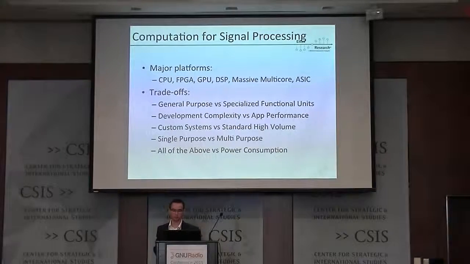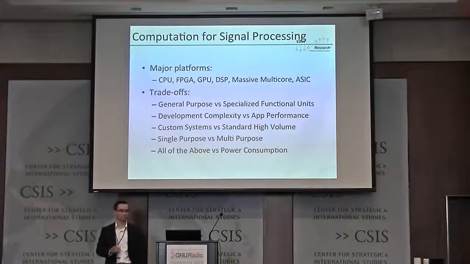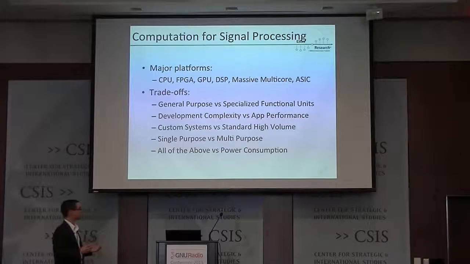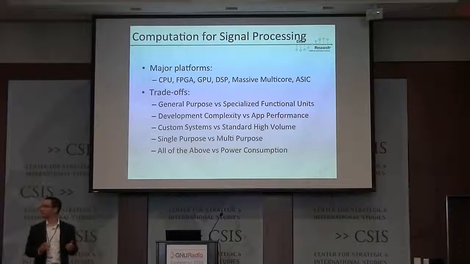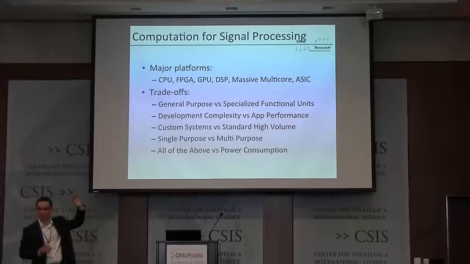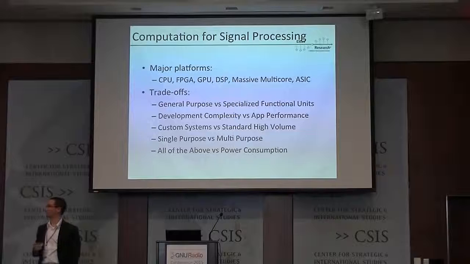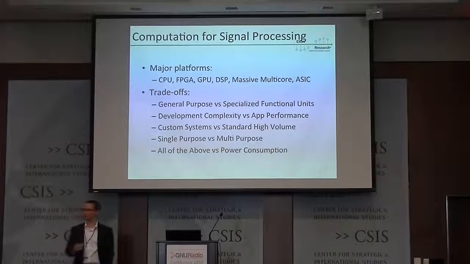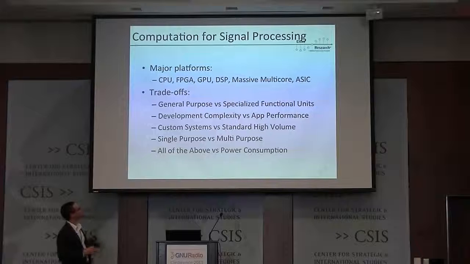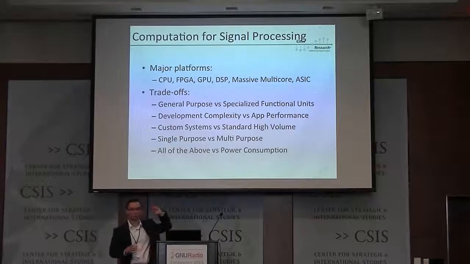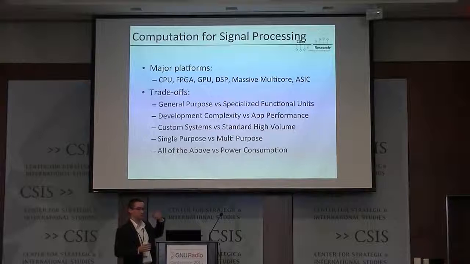So what makes this all possible? We're doing our processing in software, and so you need something to actually do the processing. So CPUs, FPGAs, I've picked the major ones that we see most commonly: CPUs, FPGAs, GPUs, DSPs, massive multicore, which I'll talk about, though it's probably not an industry accepted term, and ASICs. As you're developing an SDR, you're going to have to decide between one or more of these, and each of them has its own trade-offs.